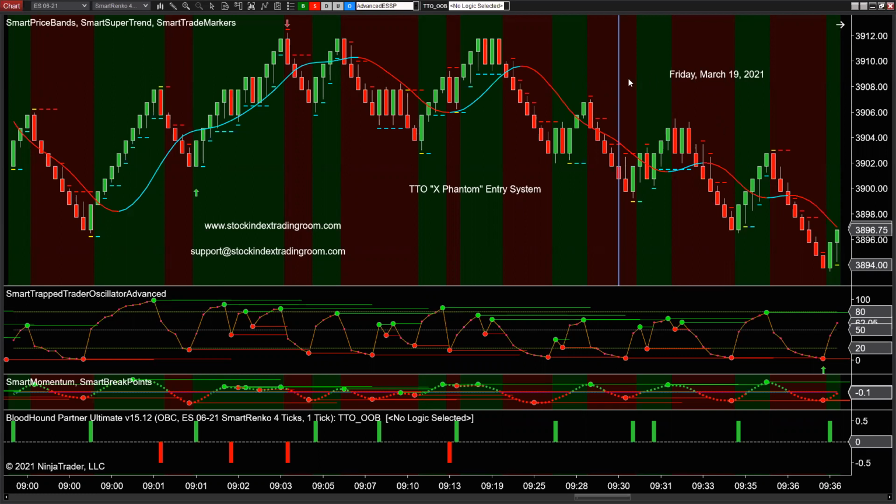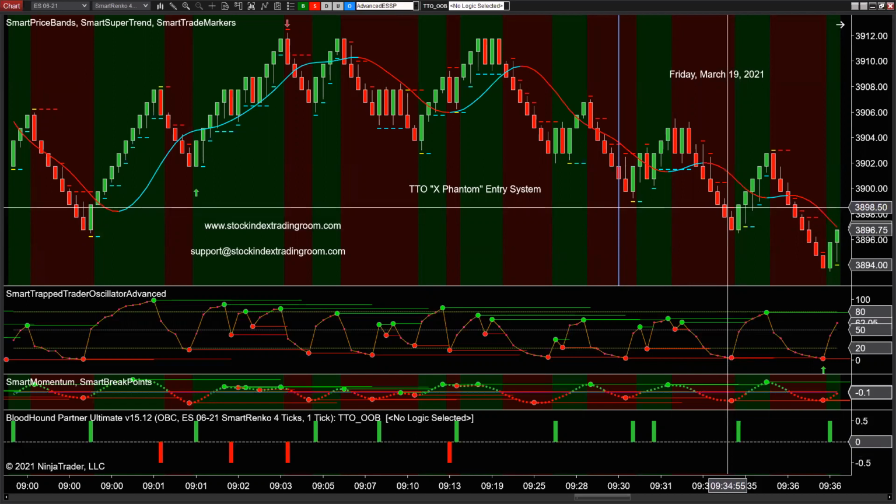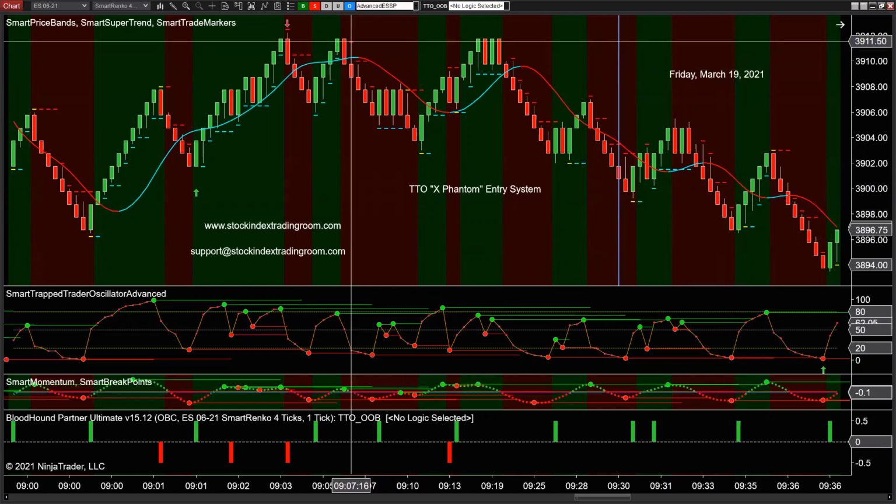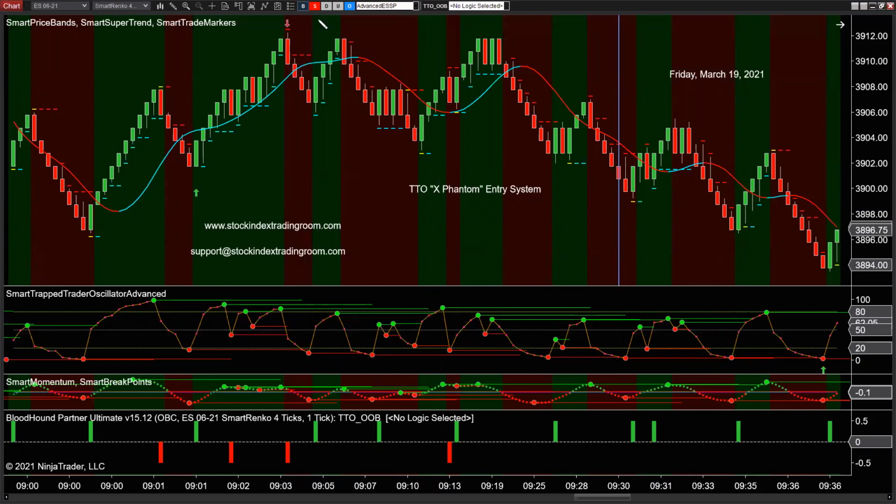So let's get started here. Blue vertical line is the market open, and we come down here, and here's what we're looking for. It's very simple. We look for a green notation that says Trapped Trader Oscillator is undervalued. Okay, check. Then we look and we see that it's going to engulf this SST print right here. Check. So we're going to come over here to trade markers, and we're going to buy that.